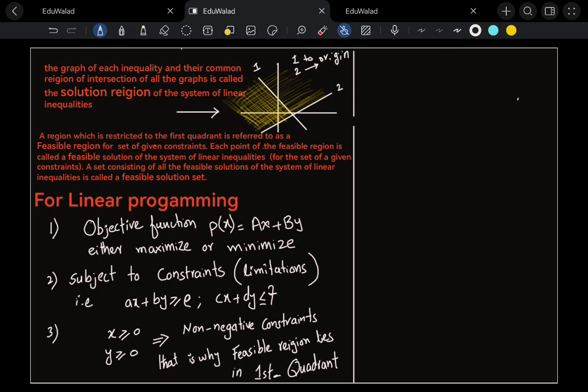Before the solution of these inequalities, we need to understand three things first. First of all is our objective function, that is most important. The second one is the subject to constraints. Constraints are basically limitations, whether to minimize our cost or something else.